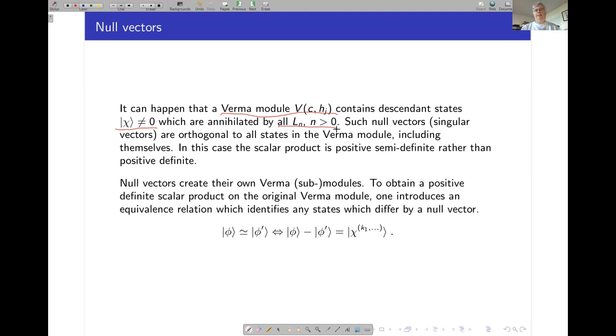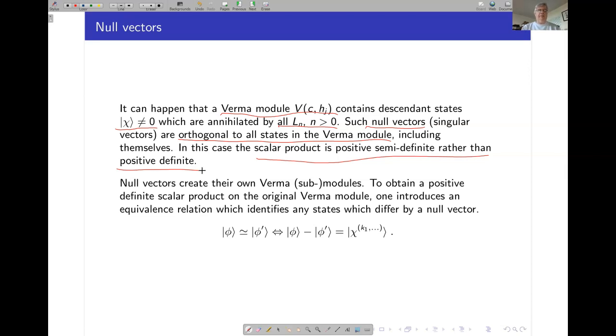That means that the state is a descendant, but at the same time it's a primary state. But such states are also null vectors, meaning that they have 0 norm, and more generally, they're orthogonal to all states in the Verma module. That means including themselves, so in particular, they have a 0 norm. They're also called singular vectors. In this case, it's clear that the scalar product that we get is positive semi-definite rather than positive definite. And the same we will observe for the physical state space of a string.